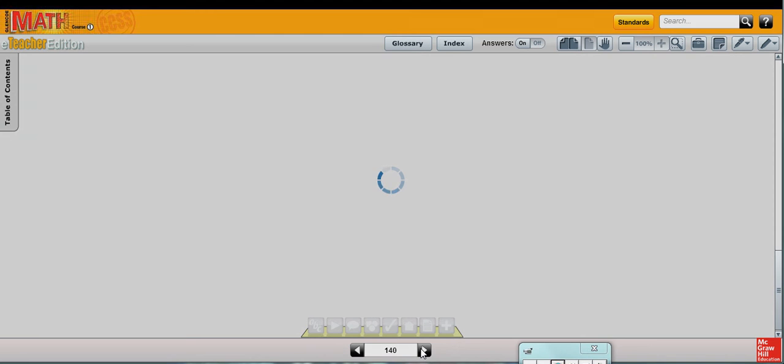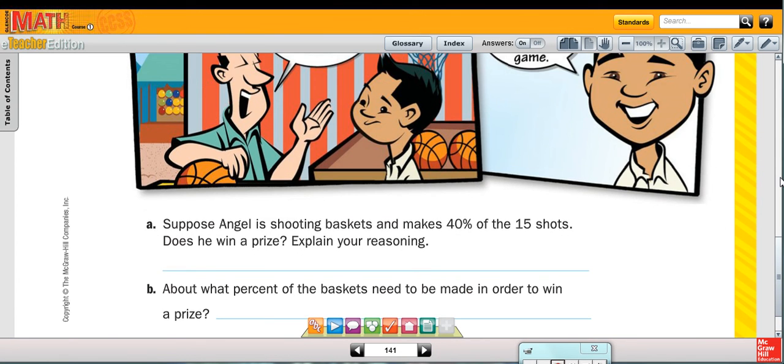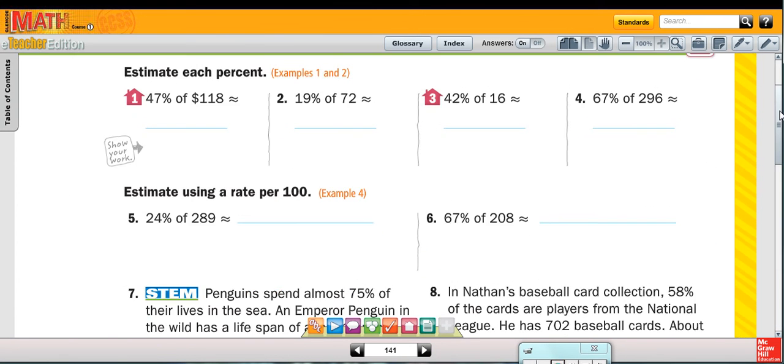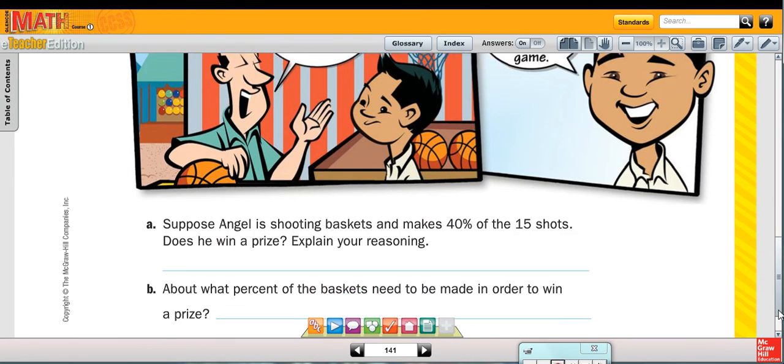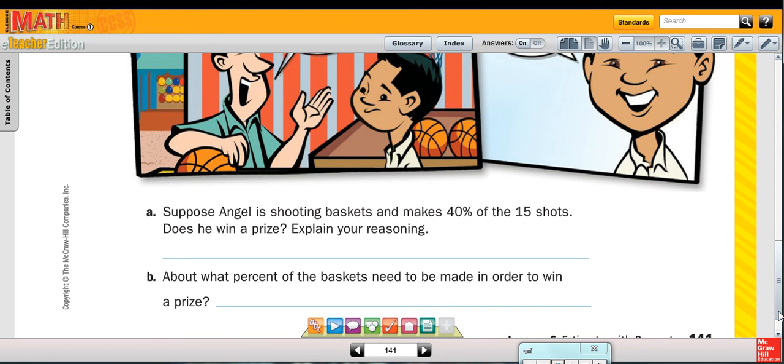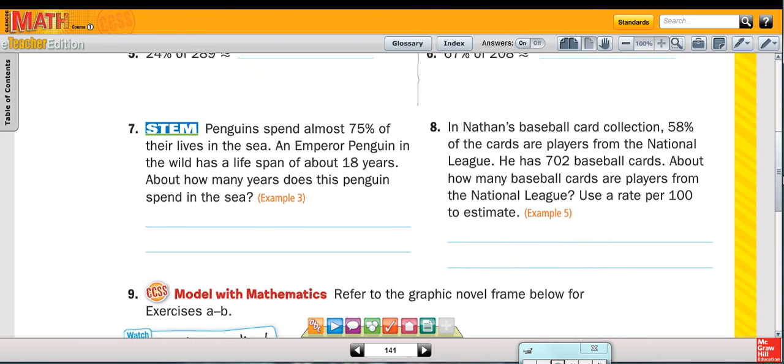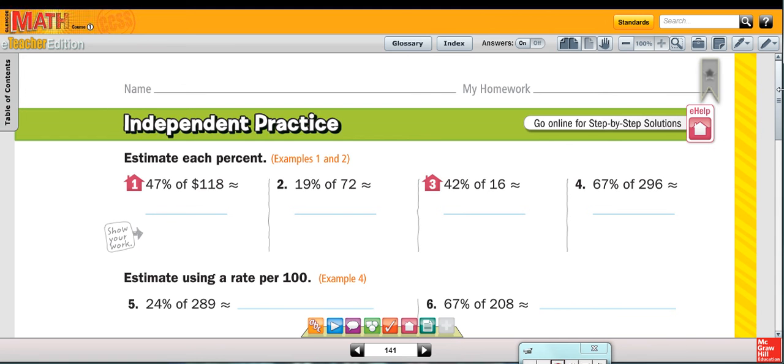For tomorrow, go to page 141. Notice that on 5 and 6, it says estimate using rate per 100. We have to have exactly the same answers there, okay? For tomorrow, let's go 1 through 8. Okay? Page 141, 1 through 8. That is due for tomorrow. You can go ahead and get to work.